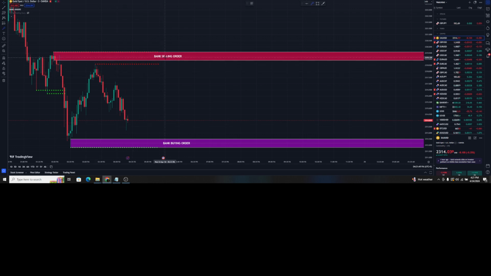If you look at this indicator, the first indicator is called the bank selling order and the bank buying order, and you can see the market has received rejection on gold today, and the price is down. Moreover, there are supporting lines, the dotted red lines, which work as a rejection point for the market if they come with the bank selling order.